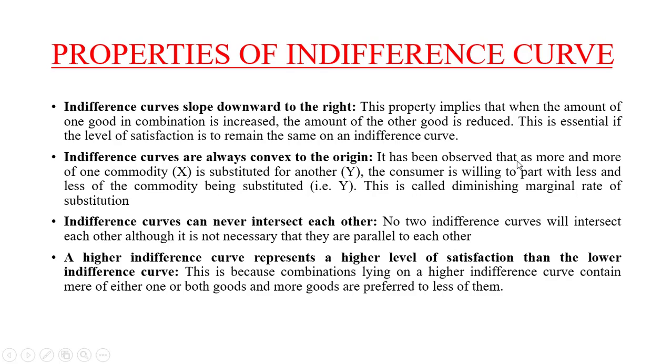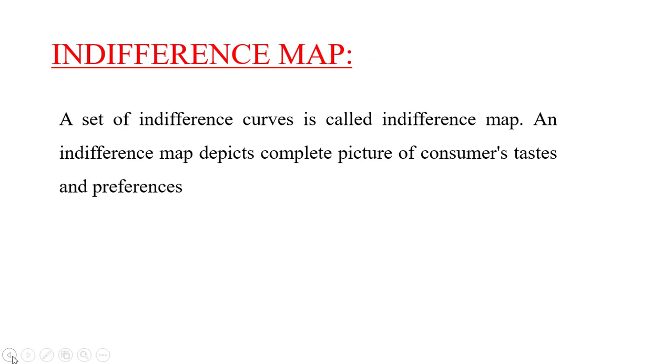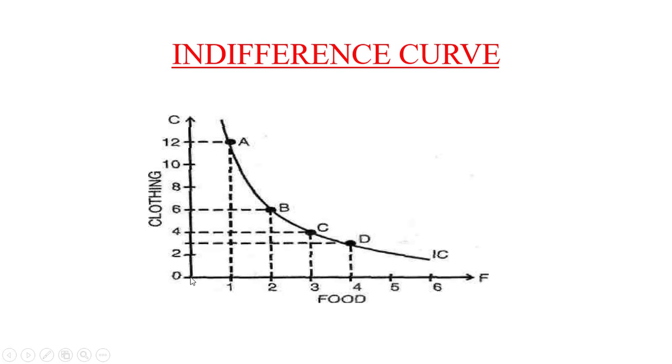Now you can see it has been observed that as more and more of one commodity X is substituted for another, the consumer is willing to part with less and less of the commodity being substituted. This is called diminishing marginal rate of substitution. So this part is also very important, to know what is marginal rate of substitution. Marginal rate of substitution is related with the indifference curve when the indifference curve is convex to the origin. Convex to the origin means it is facing the origin, that is 0.